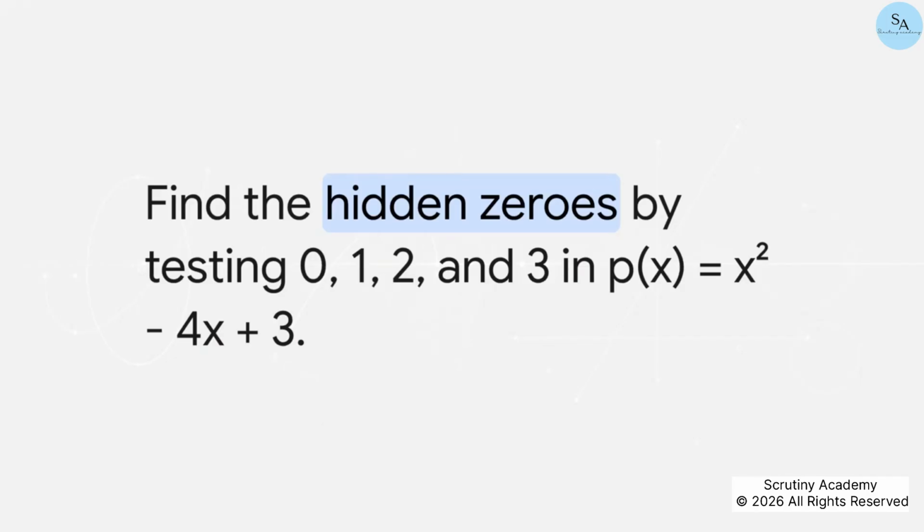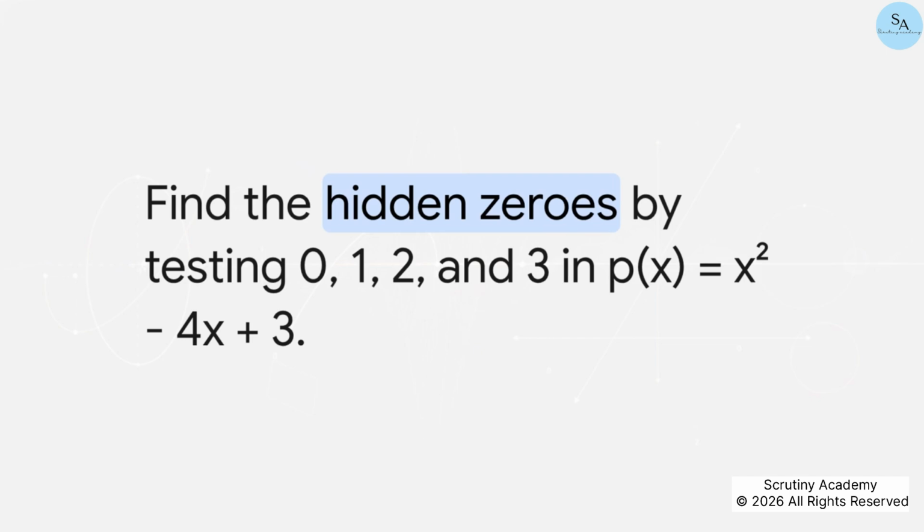All right, you're doing fantastic. Now we are going to look at the hardest example from the text, a real multi-step board exam level question. We are given the equation p of x equals x squared minus 4x plus 3, and we're asked to find the zeros by manually testing 4 different values: 0, 1, 2, and 3.